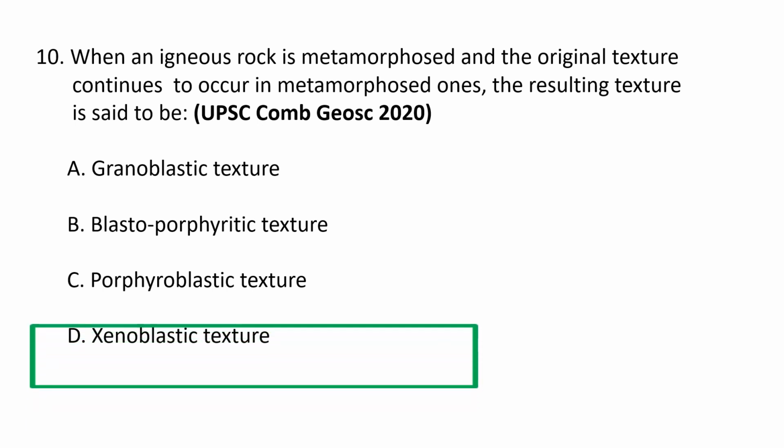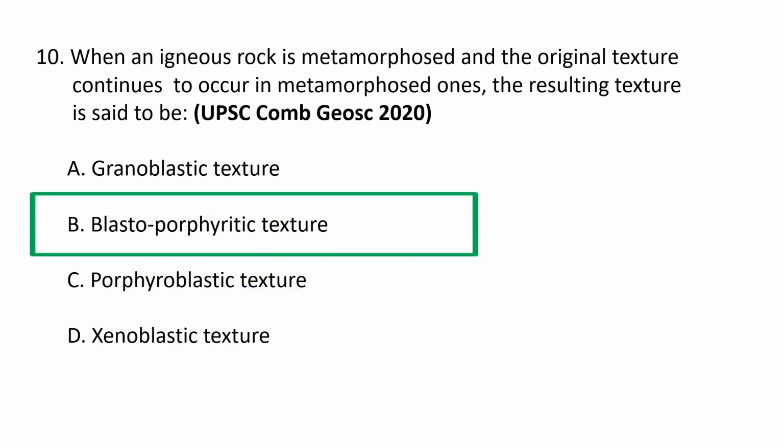So porphyritic texture is nothing but larger grains or crystals surrounded by a fine-grained matrix or glassy groundmass, and they are more common in extrusive igneous rocks but may also occur in medium to coarse grained igneous rocks. So when an igneous rock is metamorphosed and the original texture continues to occur in the metamorphosed one, the resulting texture is said to be blastoporphyritic texture. B is the correct option.